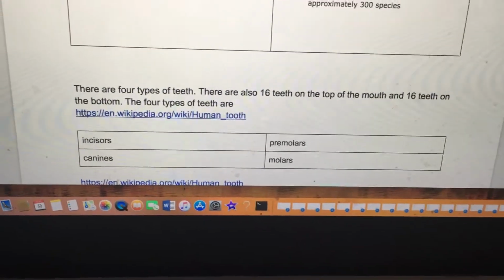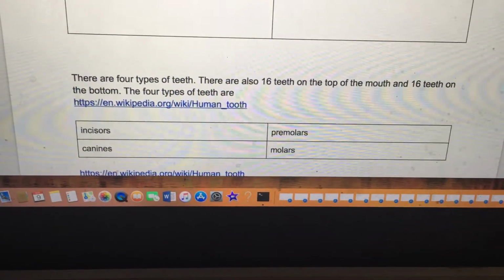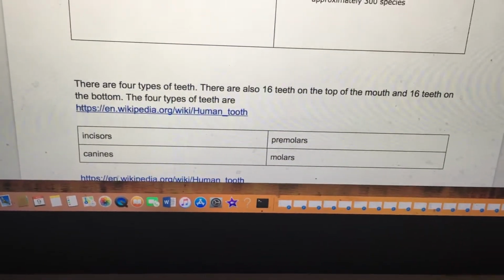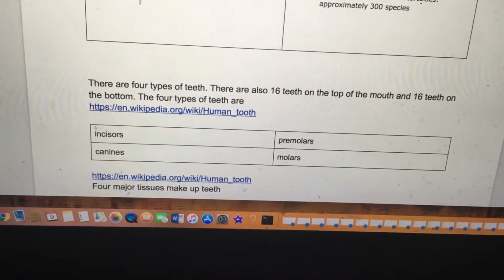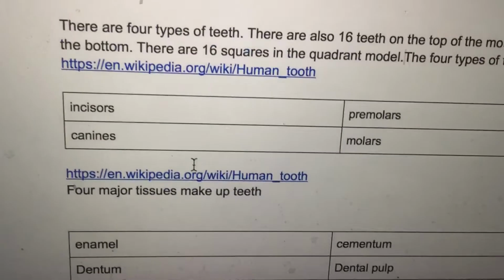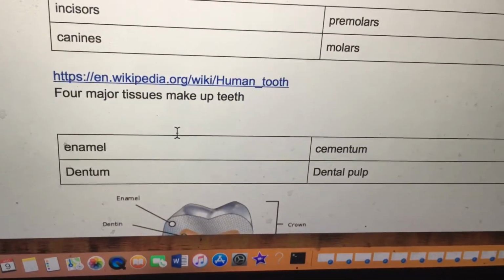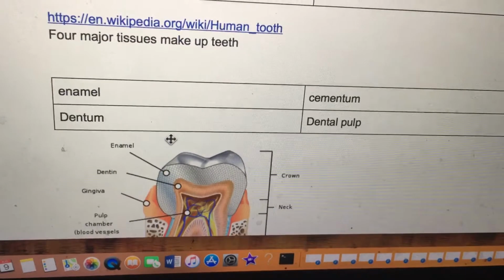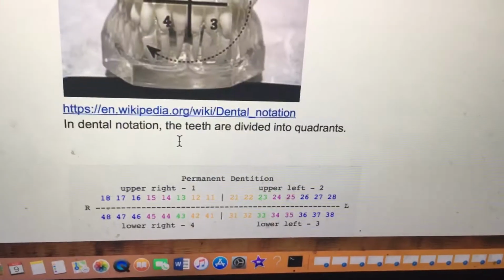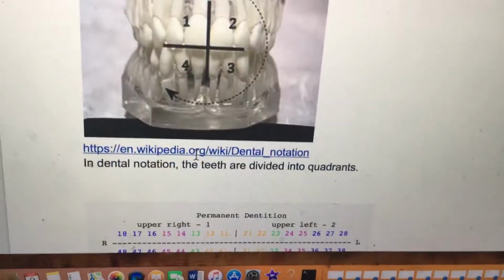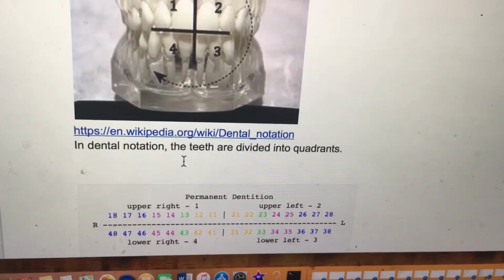There are 4 types of teeth. There are also 16 teeth on the top of the mouth and 16 teeth on the bottom. The 4 types of teeth are incisors, canines, premolars, molars. There are 16 squares in the quadrant model. Four major tissues make up teeth: enamel, dentin, cementum, dental pulp. Here's the dental quadrants. In dental notation, the teeth are divided into quadrants.